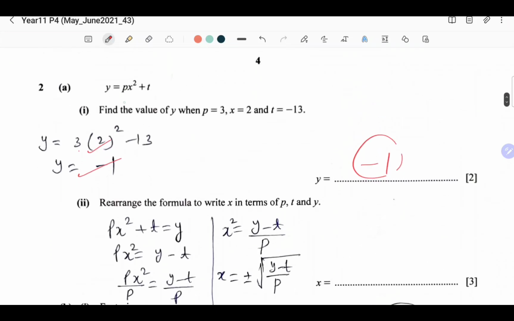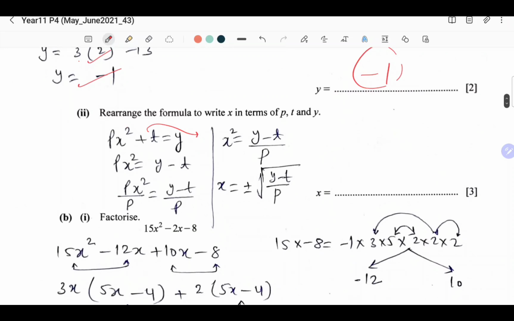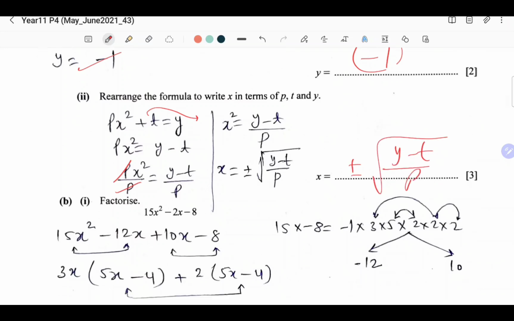That's again very simple, guys. y equals px squared plus t. So now shift t to that side: y minus t. Now divide by p here. p and p cancel. x squared is y minus t. Now x is plus or minus root, so we can write x equals plus or minus root of y minus t over p.